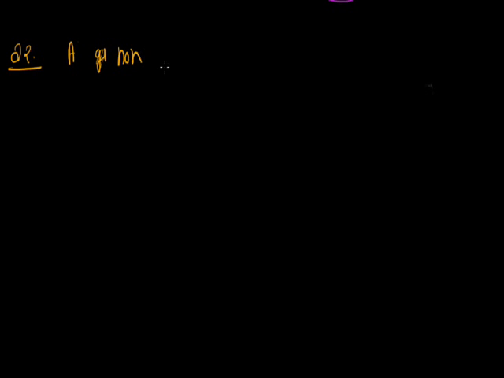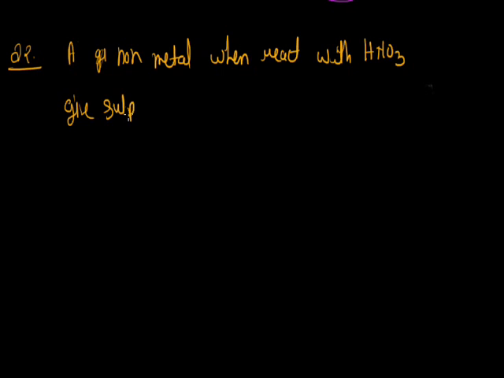On the next problem, a given non-metal when reacted with nitric acid, HNO3, gives sulfuric acid. Now identify that non-metal. According to the problem, the non-metal gives sulfuric acid. The formula of sulfuric acid is H2SO4. So here we have the non-metal sulfur.